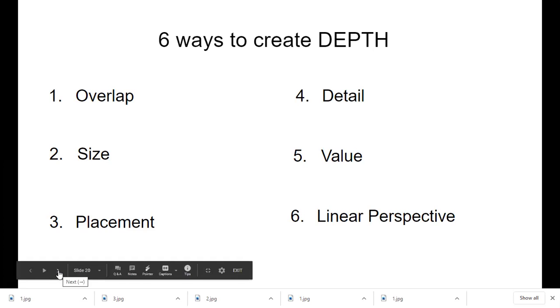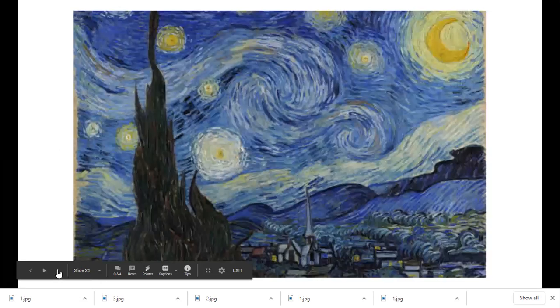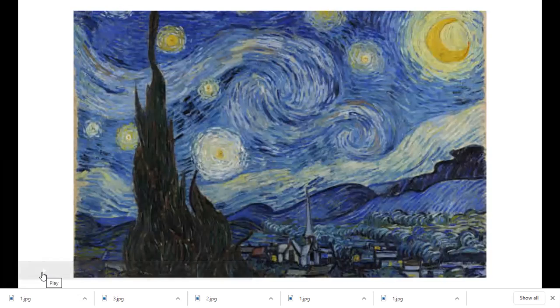So now we're going to see some famous works or some other artwork, and we're just going to talk about what the artist did to achieve a sense of depth. So again, a piece of artwork you've seen a lot. I'm sure you know the name. It is Starry Night, and I'm sure you know the artist. It is Vincent van Gogh. So take a look at all the ways that Vincent van Gogh has created a sense of depth.